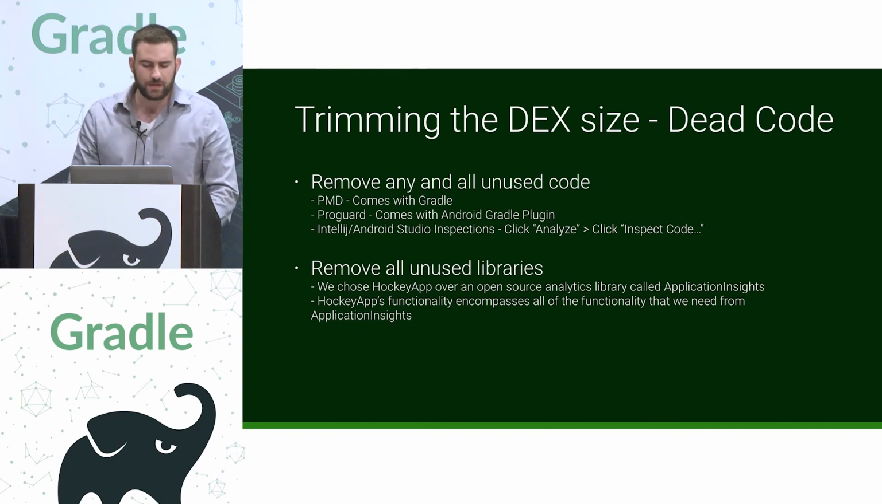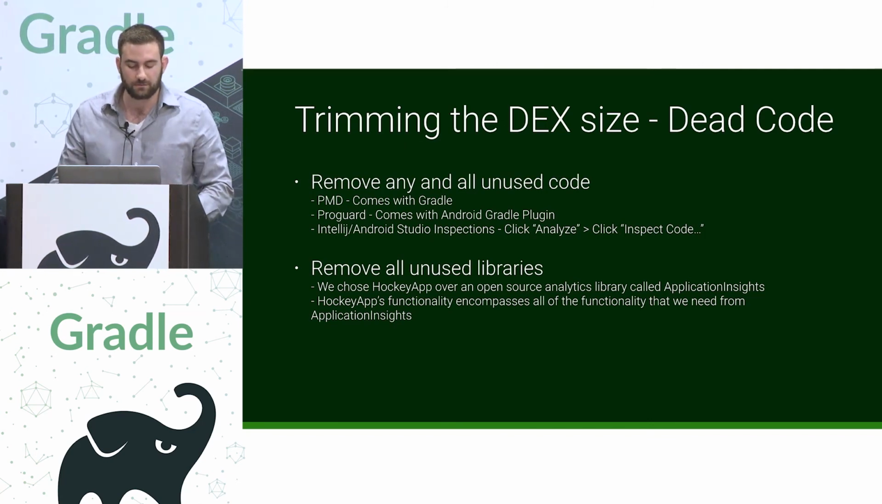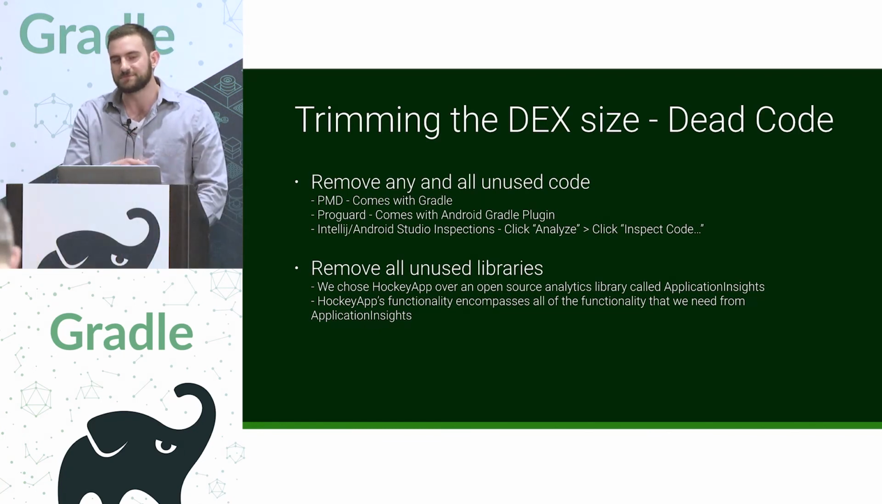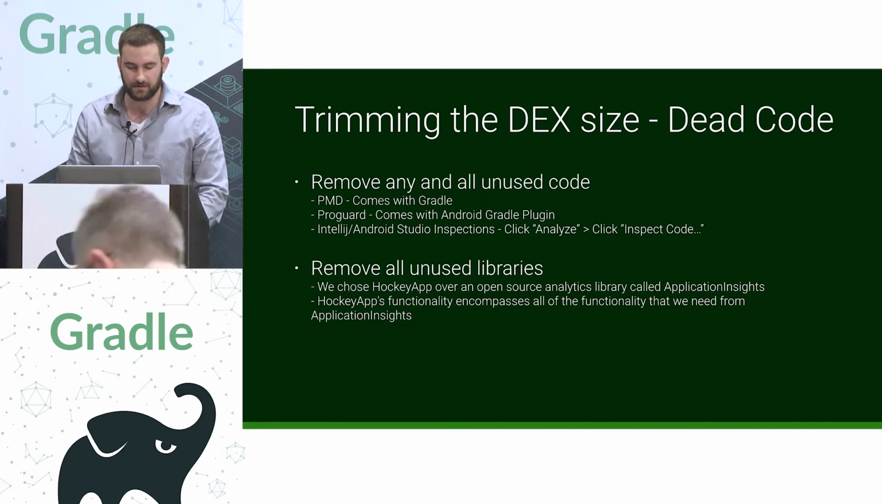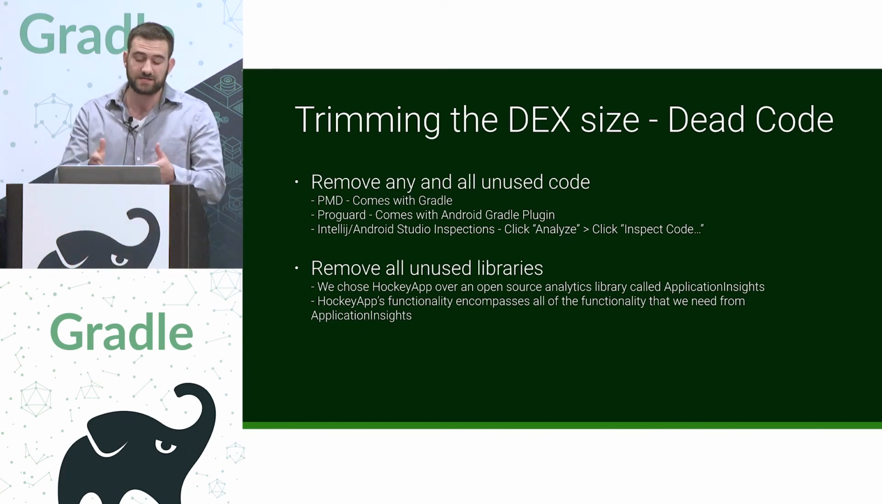We'll see an example. When we went to actually remove unused libraries, we came across where we were using something called Application Insights, and we were using HockeyApp at the exact same time. In this case, Microsoft owns both of these libraries, and they're both open source. You can check them out on GitHub. But Application Insights has since been deprecated. Well, actually, at the time, it was not deprecated, but for this talk, it is now deprecated.